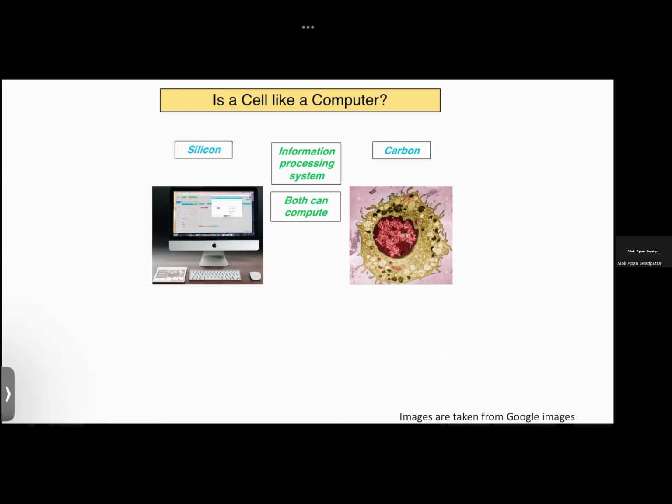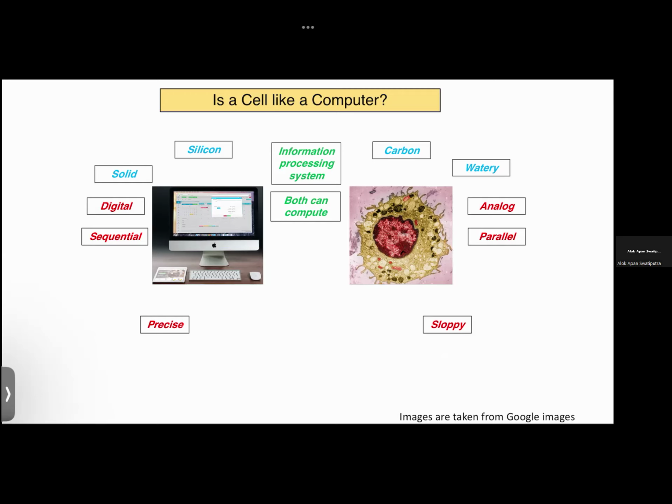The major difference, the first thing which comes to mind, is that electronics are silicon-based systems, whereas life is a carbon-based, organic-based system. What are the other distinctions? There are some basic distinctions which you can think of. Usually computers are solid-state transistors, capacitors. Biology mostly deals with either liquid or semi-solid. The most important difference is that computers are usually digital, which is what we usually work with.